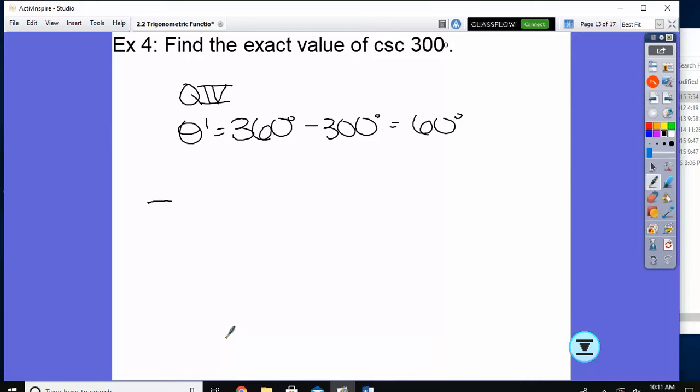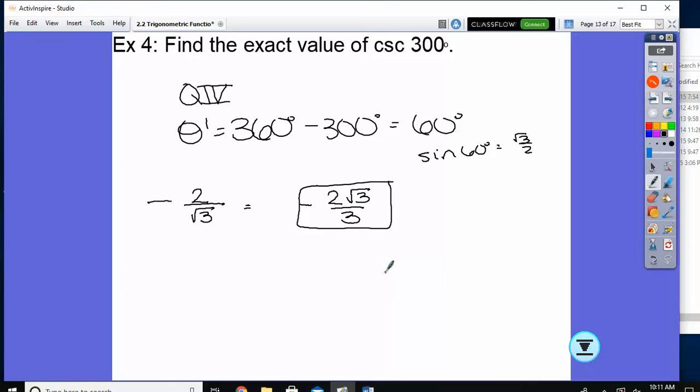0, 30, 45, 60. So sine of 60, using our hand trick, is radical 3 over 2. Cosecant would flip that. So 2 over radical 3, but we can't leave the radical on the bottom. So we get -2 radical 3 over 3 for the final answer. Okay. So far, so good?